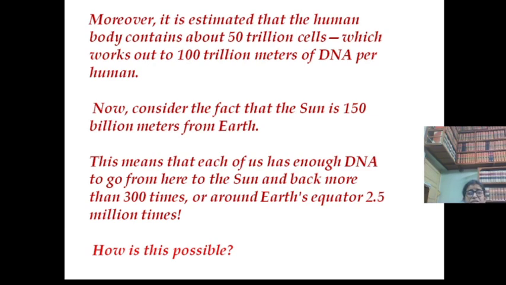100 trillion meters. Now consider the fact the sun is 150 billion meters from the earth. So, what can you do with your DNA? You can go from here to the sun and back more than 300 times, or around the Earth's equator 2.5 million times. This is the amount of DNA you have in your body.